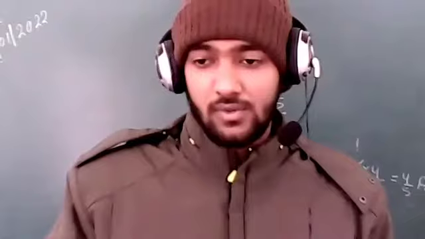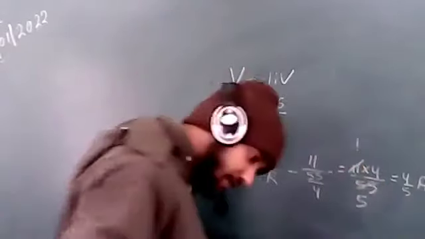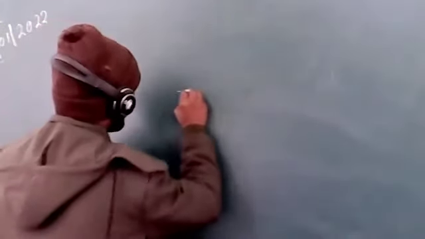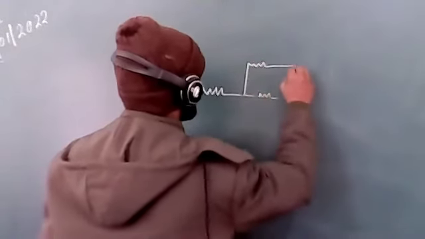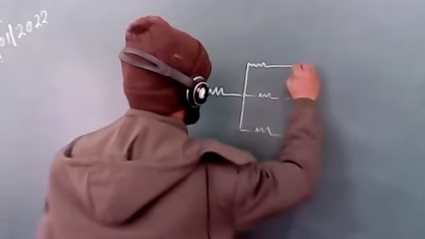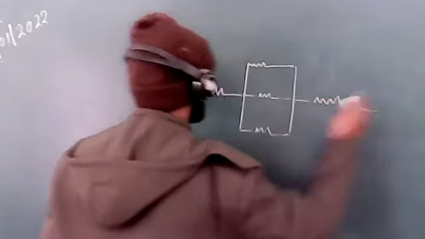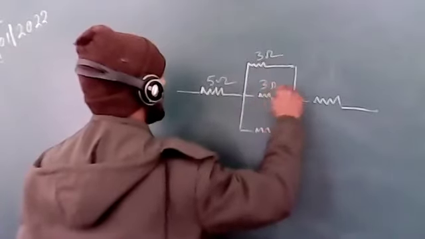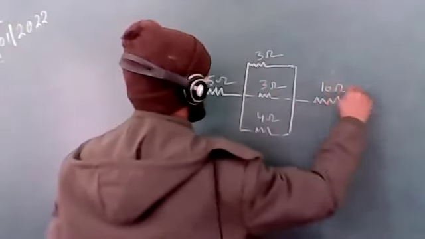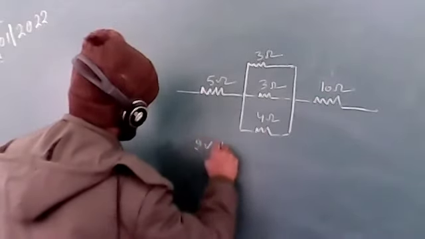Yes, Abhinav, what happened? Okay. So your homework is to calculate the equivalent resistance and current for the given circuit. 5 ohm, 3 ohm, 4 ohm, 10 ohm, connected to a 9-volt battery.